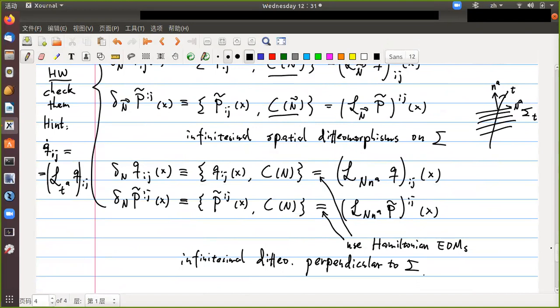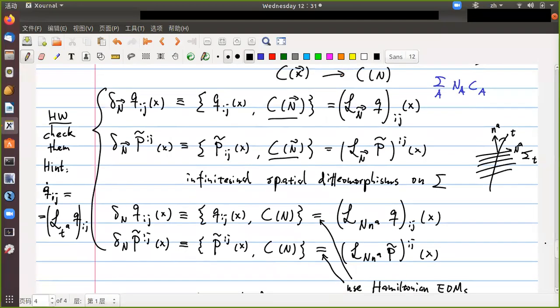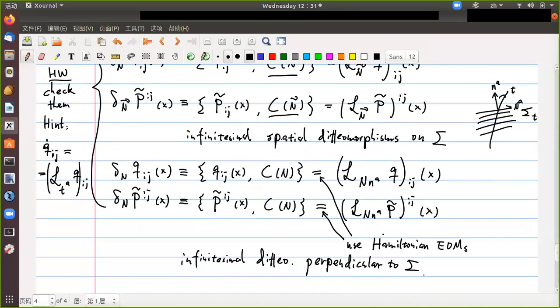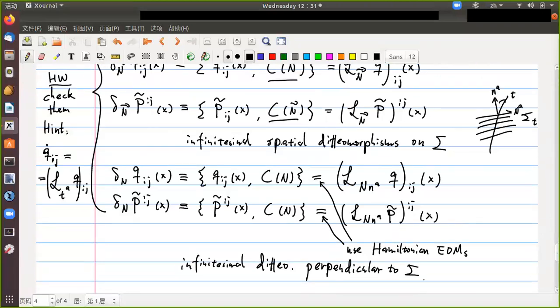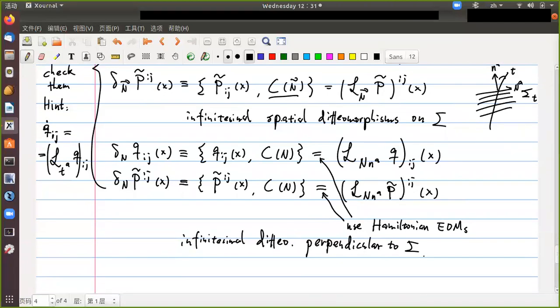So you don't really need to compute this Poisson bracket for this calculation. You just use the Hamiltonian equation and then subtract the part you worked out for the diffeomorphism, and you immediately get the right-hand side. So the last two equations are very easy to check once you get the first two equations. This is your homework to work out. All right.